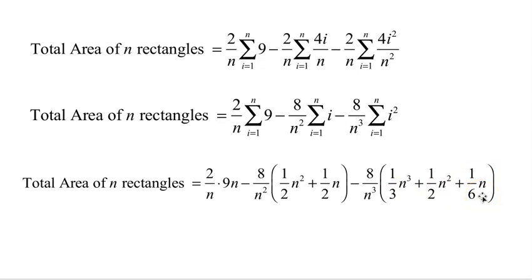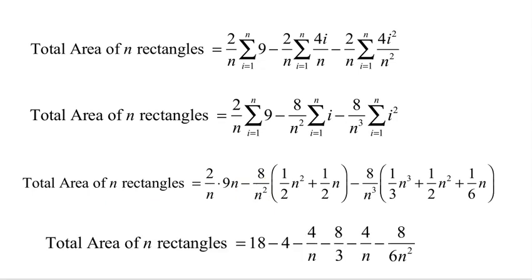So here's our current total for n rectangles. Now we still have to fight through the algebra a little bit. 2 over n times 9n is just 9. And then where did we go from there? This time I did distribute the negative. Minus 8 over n squared times a half n squared, 8 over 2 is 4, so minus 4n over n.